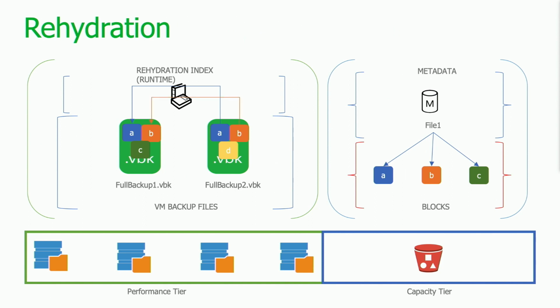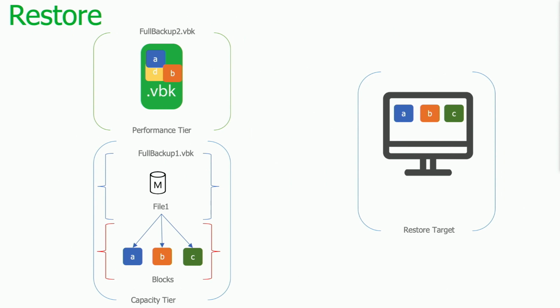Only if we don't have a block locally will we go to the object storage and pull it and rehydrate from that. So again, intelligent block recovery saves on egress and saves on time to recover the data. When we're doing a recovery, it's the same sort of thing. We'll look locally, and then we'll look at the capacity tier itself.